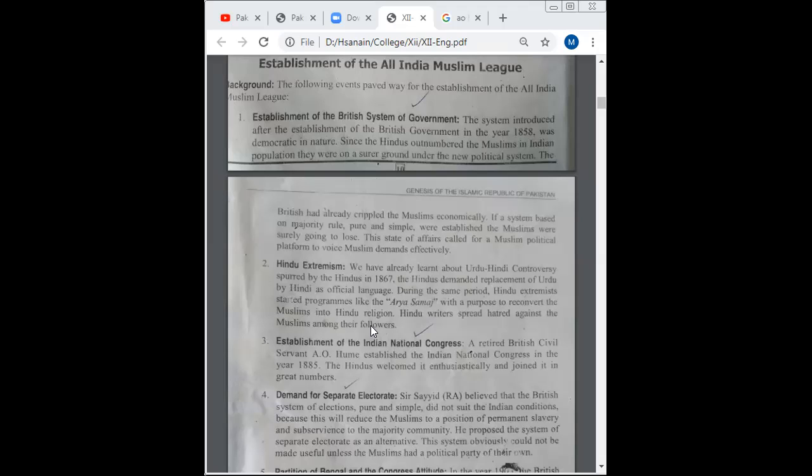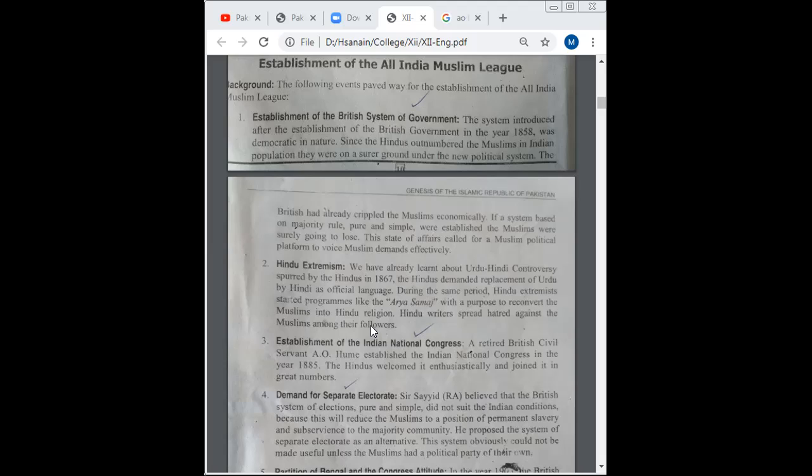The first reason for the establishment of Muslim League was the British system of government that was introduced by the British government after the War of Independence. This system was implemented by the British government on 1st of November 1858. This system demanded a separate political party for the Muslims.